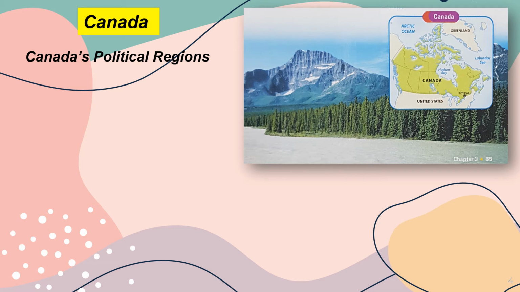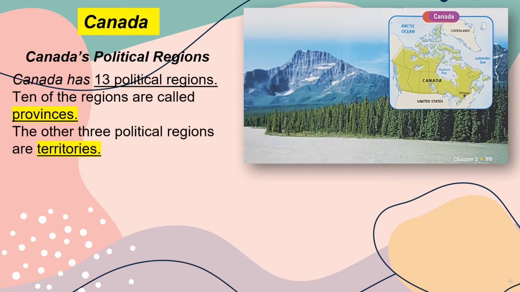All right, let's start with Canada as one of the neighboring countries of the United States. Canada is North America's largest political region. In fact, it is the second largest country in the world. All right, so let's talk about its political regions. Canadians divide their large nation into 13 smaller political regions. 10 of the regions are called provinces. So just to recap, when you say a province, it is a political region similar to a state in the United States. And then the other 3 political regions are territories.